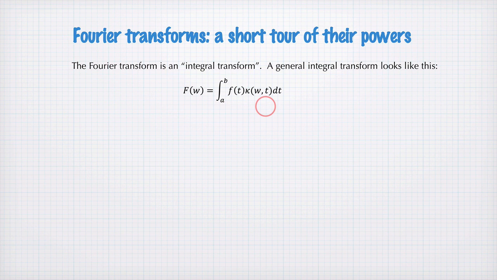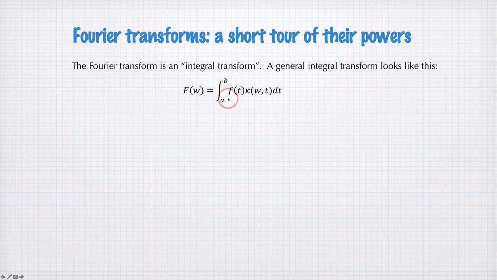Now the Fourier transform is just an example of an integral transform, and there are many different kinds of integral transform. You may have heard of a Laplace transform, which is something that's often taught in maths, and it's also very useful in physics. But here we're talking about the Fourier transform. So an integral transform in general looks like this.